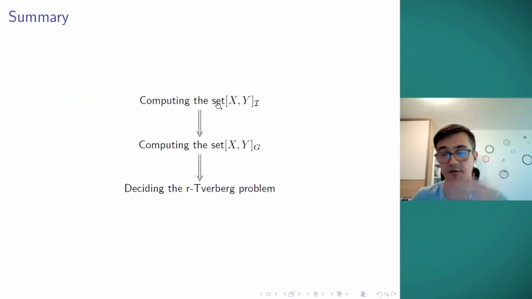So in summary of the entire construction, what we actually do is we compute a set of maps between some diagrams. In our case, it's diagrams in some orbit category. Well, this computes the set, and this implies the solution to the Tverberg problem. Okay.